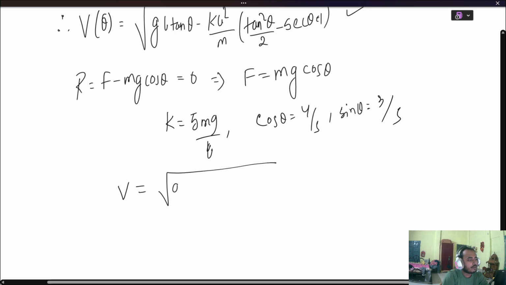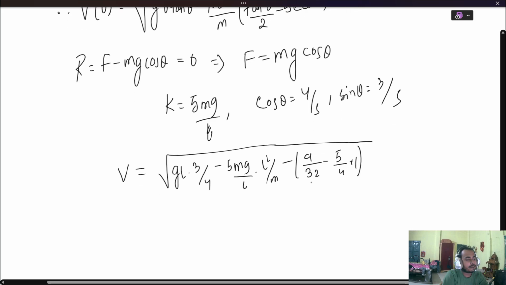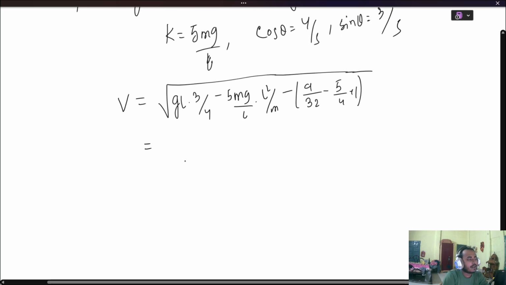If we plug in those values and we find out the velocity, v should be equal to root over GL. Now tan θ would be 3 by 4. So 3 by 4 minus K was 5mg by L into L² by M minus, now tan² θ is 3 by 4 whole squared, which is 9 by 16. So this is 9 by 32 minus sec θ is nothing but 5 by 4 plus 1. This is your expression. Now let's simplify this.